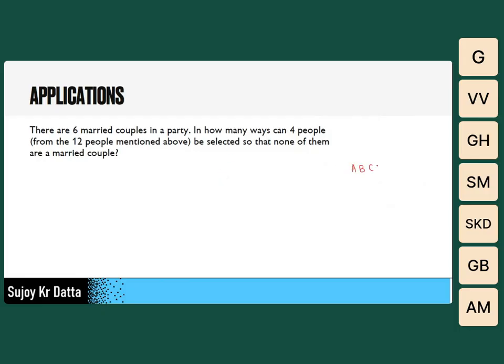Say you have A, B, C, and D, four people. I say that you select any two. So obviously we are going to do 4C2. That's 6. What's wrong if you had done 4C1 and 3C1 and got 12? What is wrong in this?